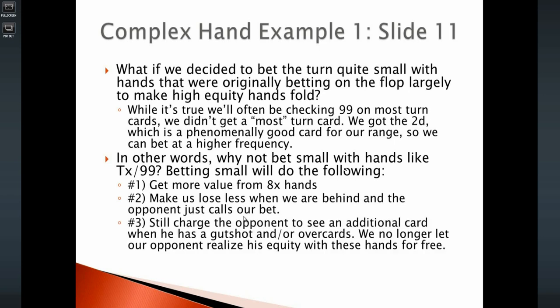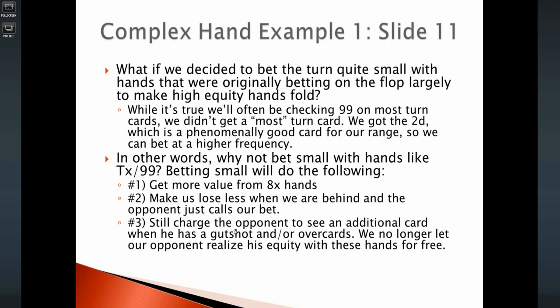And we still charge the opponent to see an additional card when he has a gut shot and/or overcards. We no longer let our opponent realize his equity with these hands for free. That's very key. Our opponent's equity has probably gone down on the turn. Remember, we got a good card for our range on the turn. So now our opponent, when he has a hand like ace queen or queen king with some backdoor flush draws, his equity was pretty much close to halved, right? He just completely whiffed on one of his 2 opportunities.